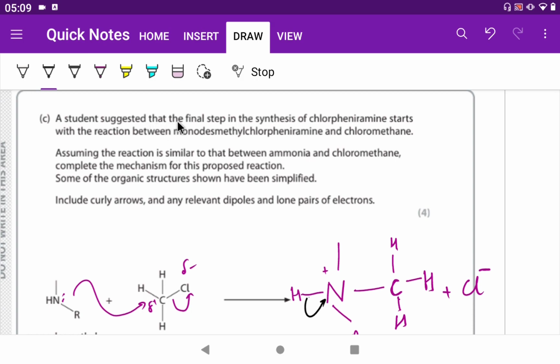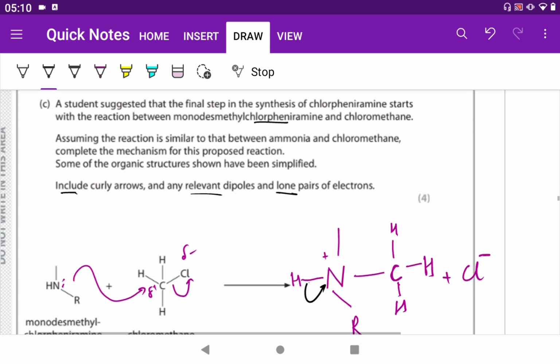A student suggested that the final step in the synthesis of chlorphenamine starts with the reaction between monodesmethyl chlorphenamine and chloromethane. Assuming the reaction is similar to that between ammonia and chloroethane, complete the mechanism of this reaction. Some of the organic structures shown have been simplified. Include curly arrows and any relevant dipoles and lone pairs of electrons.